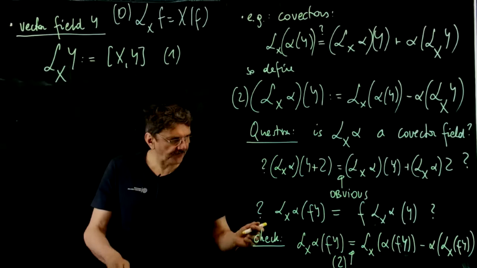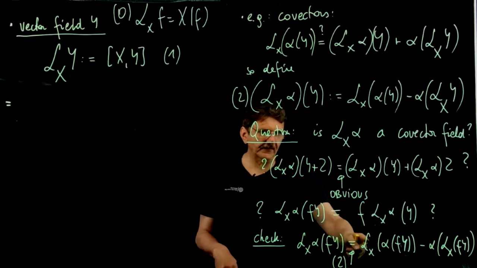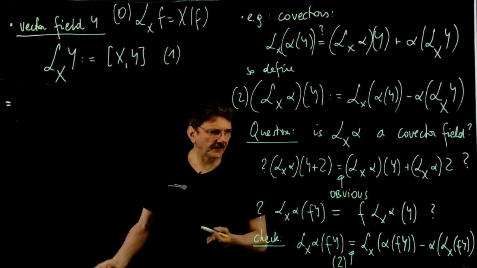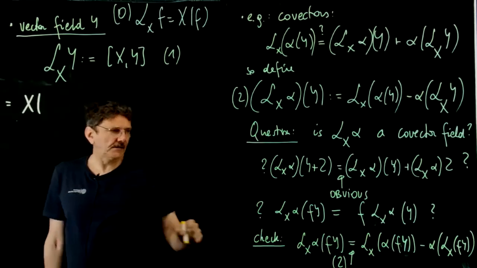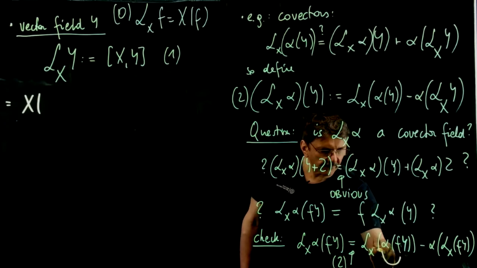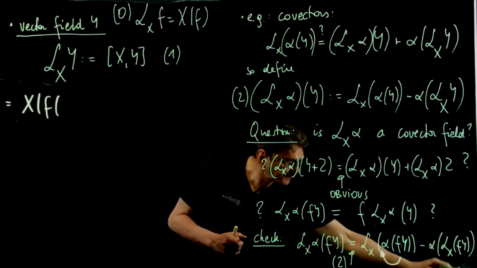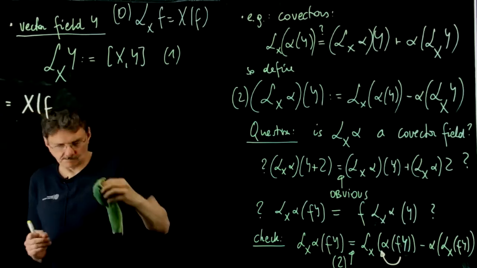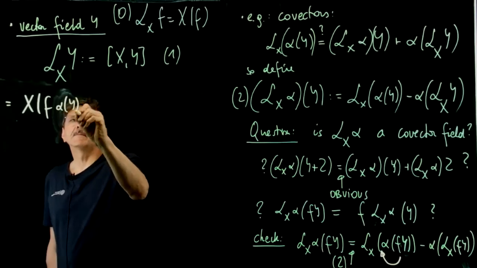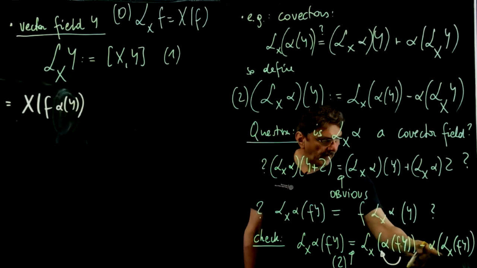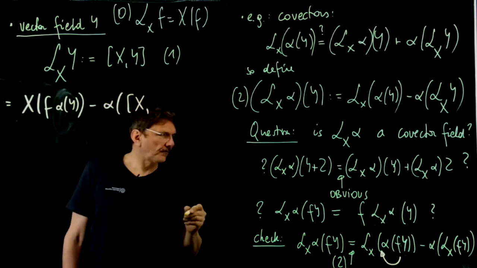Okay, so let's continue our calculation. So alpha of f of y is a scalar. So the Lie derivative is just our formula here. So we have to add the vector x acting on alpha of f of y. But then alpha is linear, so I can just put this in front. So this is x of f alpha y. And now I need to calculate the second part. So this is minus alpha of the commutator of x with fy.